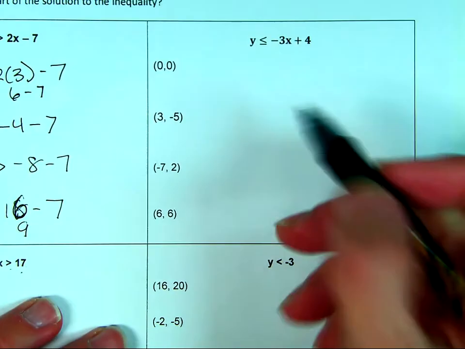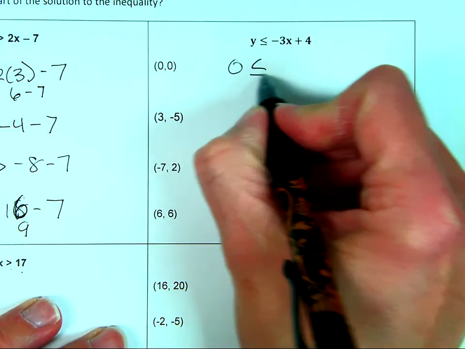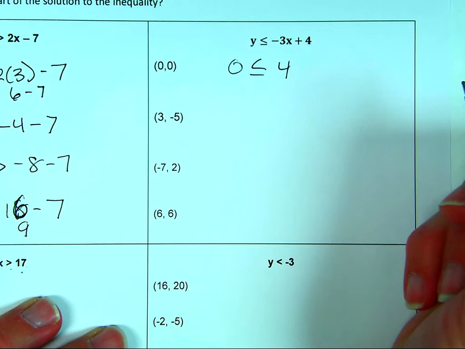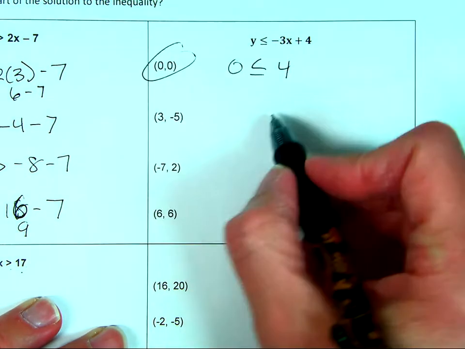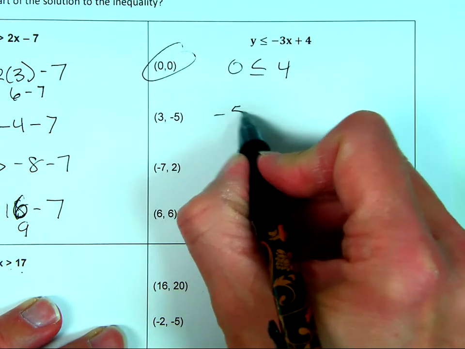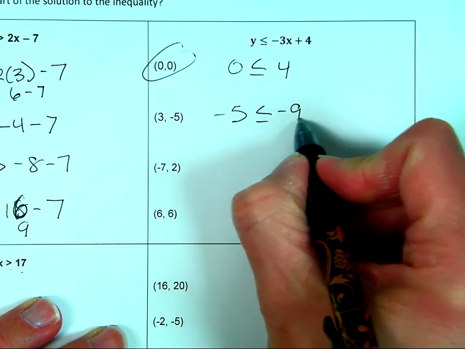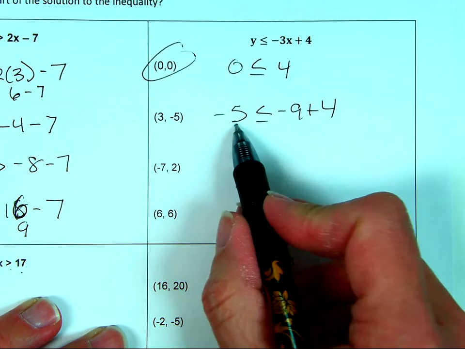Over here, 0. Is 0 less than or equal to 4? Because 0 makes that 0. Yep, that works. Is negative 5 less than or equal to negative 9 plus 4? Well, that's -5 and -5, so it's equal.